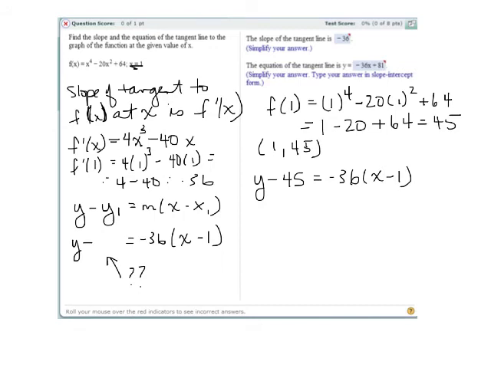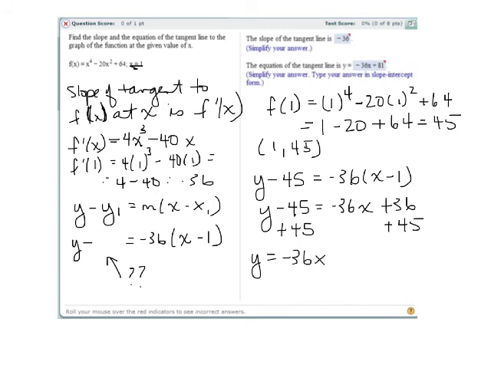And in order to get it into slope-intercept form, I'm going to distribute the negative 36. Negative 36 times x is negative 36x. Negative 36 times negative 1 is positive 36. Okay, and then I want to move the 45. So I'm going to do the opposite operation. I'm subtracting 45, so to do the opposite is to add. So y is equal to negative 36x plus 36 plus 45 is 81. And that's exactly what we have there.